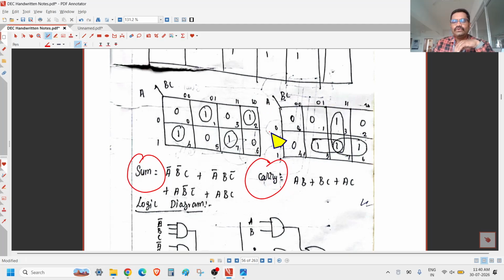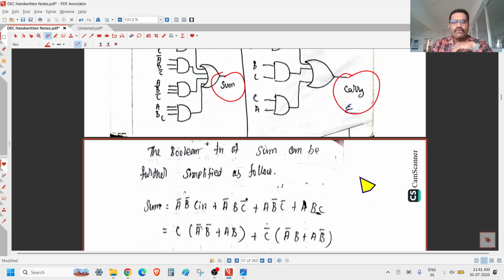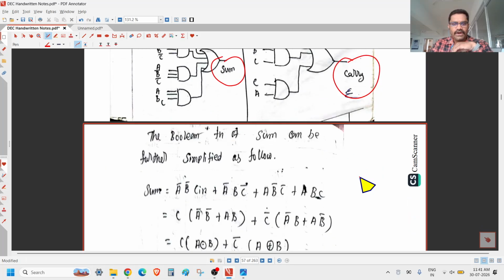Okay, so once you simplify the K map, you can get the sum result as A bar B bar C plus A bar B C bar plus A B bar C bar plus A B C. So likewise, the carry result is A into B plus B into C plus A into C, right? So for that, the final logic diagram will be drawn like this. This is the logic diagram of sum and this is the logic diagram of carry, right? So this is how you have to complete the full adder circuit.